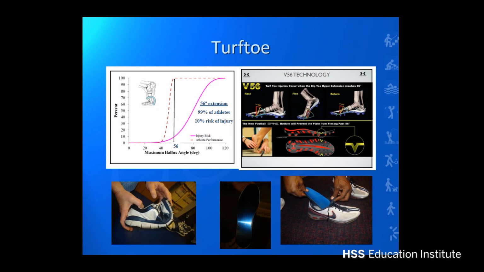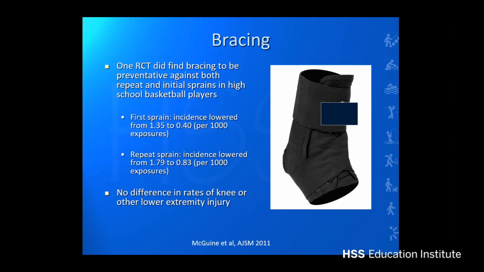So turf toe is one of those injuries where your toe bends back or gets jammed in the turf and you hyperextend the big toe. Well, there are studies that show if you protect the toe going past about 56 degrees, you never get that injury. So if you protect the shoe and make it a little bit stiffer, they won't have that injury. But a lot of players want that flexibility. So again, you're balancing the performance versus the protection aspect. And finally, I want to talk about bracing.